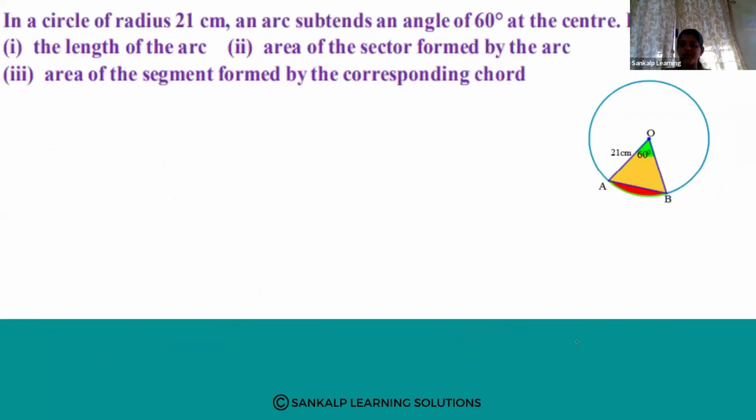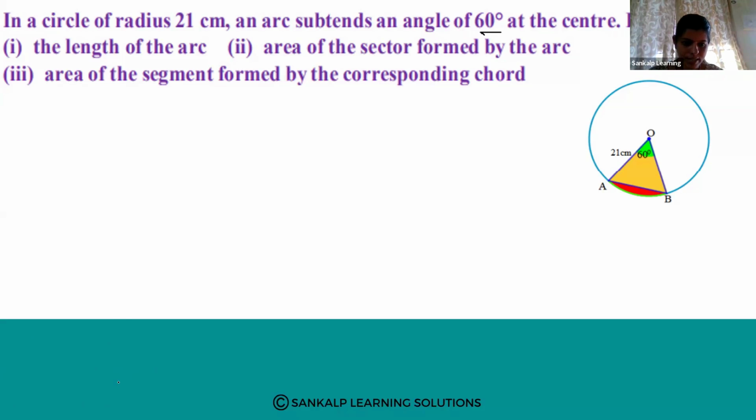Next, in a circle of radius 21 centimeter. Okay, so this is an interesting question. These questions can be asked for 4 or 5 marks, right? So in a circle of radius 21 centimeter, an arc subtends an angle of 60 degree at the center. Find the length of the arc, area of the sector formed by the arc, and area of the segment formed by the corresponding chord. We have to find out.